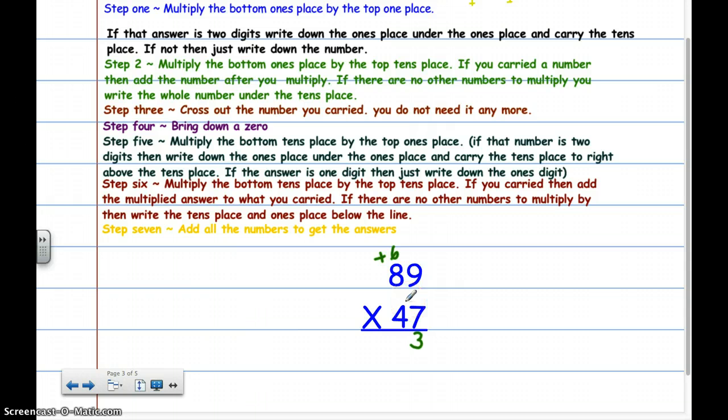8 times 7 is going to be 56 plus 6 is going to be 62 because I do ones place times the tens place plus the number on top. So I'm going to write the number 2 and I'm going to write the number 6 because now I'm moving to a different place. I am done with this. Put your smiley face down here at the bottom, and then you are going to go tens place times the ones place. I know 9 times 4 is 36.